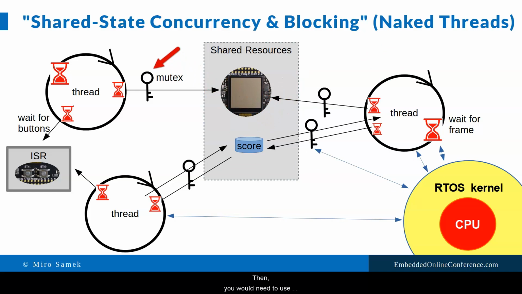Then you would need to use mutual exclusion mechanisms like mutexes to protect the shared resources. Also, there would be a lot of blocking inside the RTOS threads, for example, to wait for the numerous timeouts, the button presses and the frame updates. This is because blocking is all that RTOS does, and all its mechanisms for thread synchronization and communication are based on blocking calls to the RTOS.